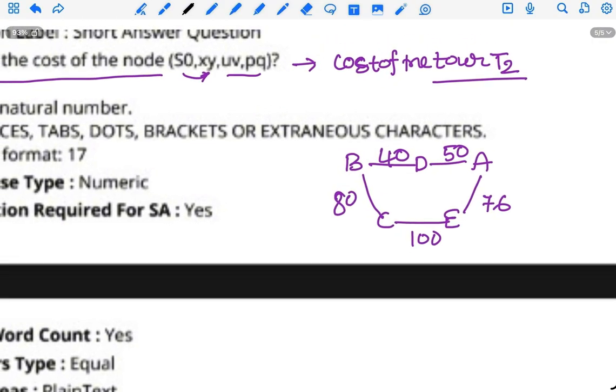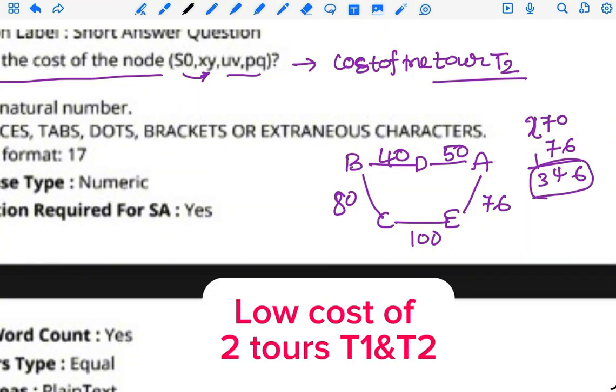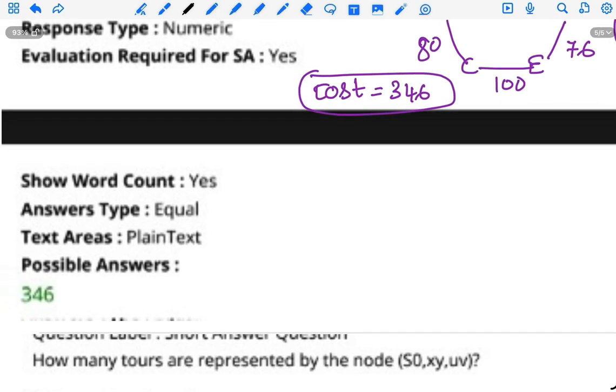And the total cost is 40 plus 50, 90. 90 plus 80, 170 plus 100, 270 plus 76, 346 is the cost, friends. Cost is 346. So this answer is correct.